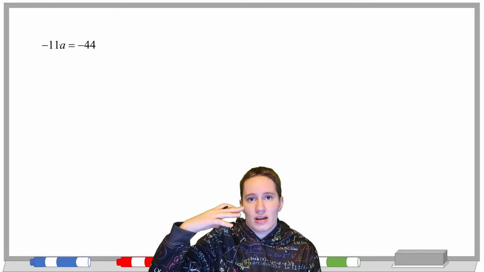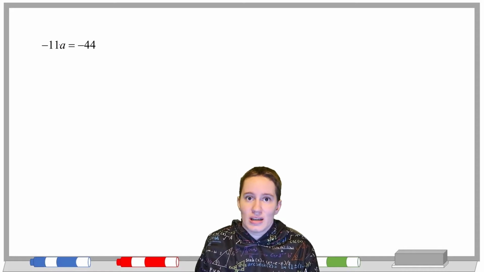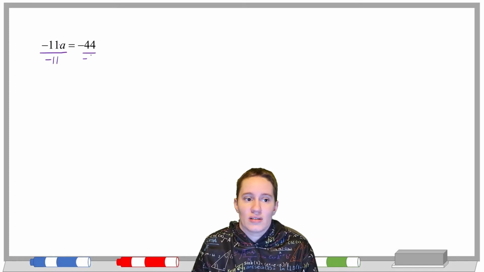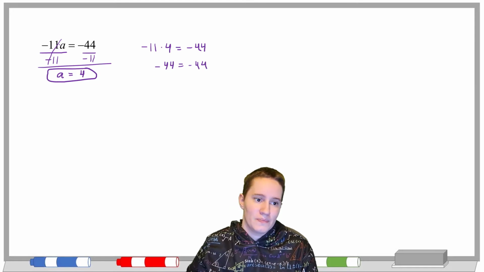So we either need to think in our head, what times negative 11 gives me negative 44? Or we need to think, what's the opposite of multiplying by negative 11? And so that would mean that we would divide both sides by negative 11. So that means we get a equals 4. Let's check and see if that's right. Negative 11 times 4 equals negative 44. That's right. Negative 44 equals negative 44. Ta-da! We did it.